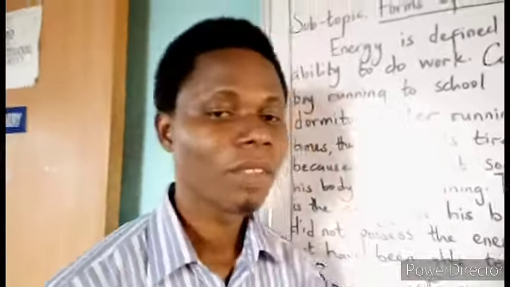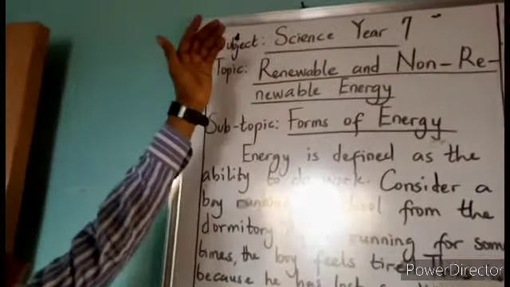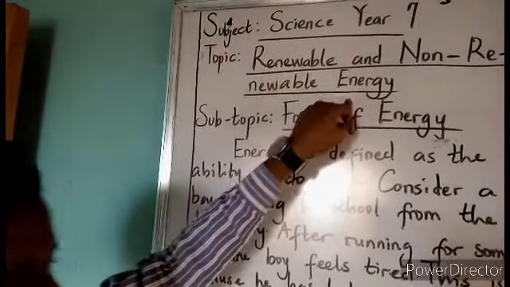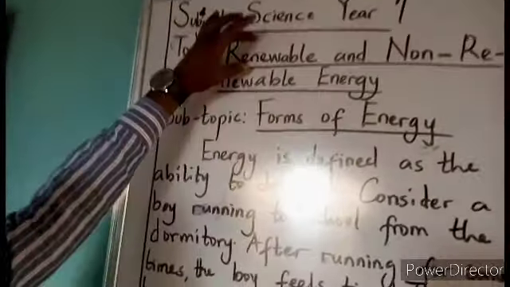I am Adedaya. Today I'll be taking year 7, the subject science, and we're having the topic renewable and non-renewable energy. Renewable and non-renewable energy. Now let's start with the meaning of renewable.